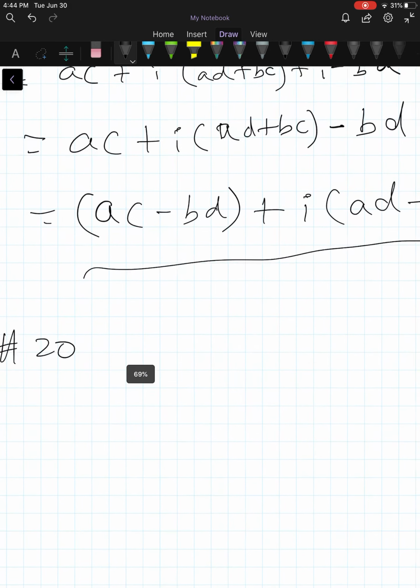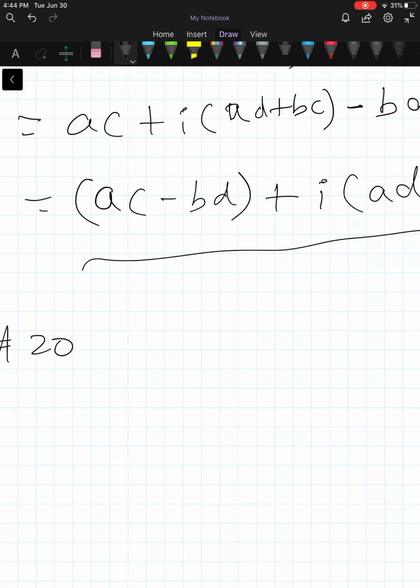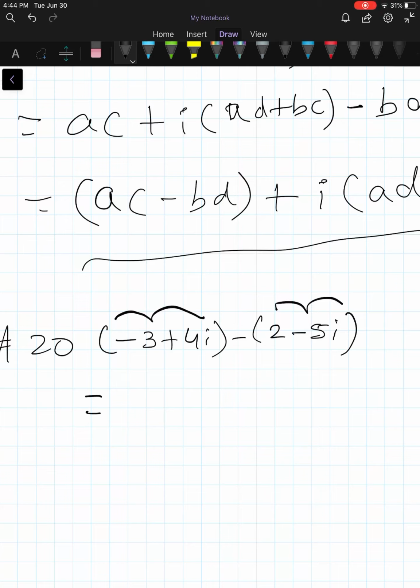Okay, this is problem number 20 in the book. It says that you have to do the operations that are given. The question is -3 plus 4i minus (2 minus 5i). So you are asked to subtract the two complex numbers. This is one complex number and this is another complex number. As we defined earlier, we are going to subtract the real part first and then subtract the imaginary part later, associating the imaginary part with an i.